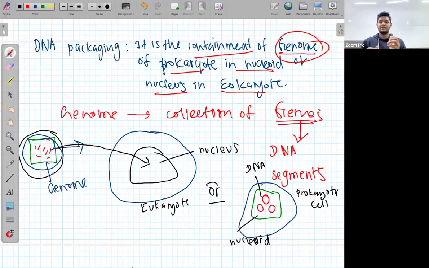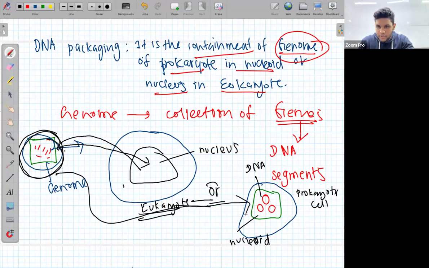Right now, from these diagrams, let's try to learn what main concept is being conveyed. The containment of the collection of genome in the nucleus of a eukaryotic cell, or in the nucleoid of prokaryotes. DNA packaging does not speak about only eukaryotes or only prokaryotes. They are taking it as a collectiveness. They're saying the containment of genome in a prokaryote or eukaryote. If it is in a prokaryote, it should be present in the nucleoid. If it is in a eukaryote, it should be present in the nucleus.